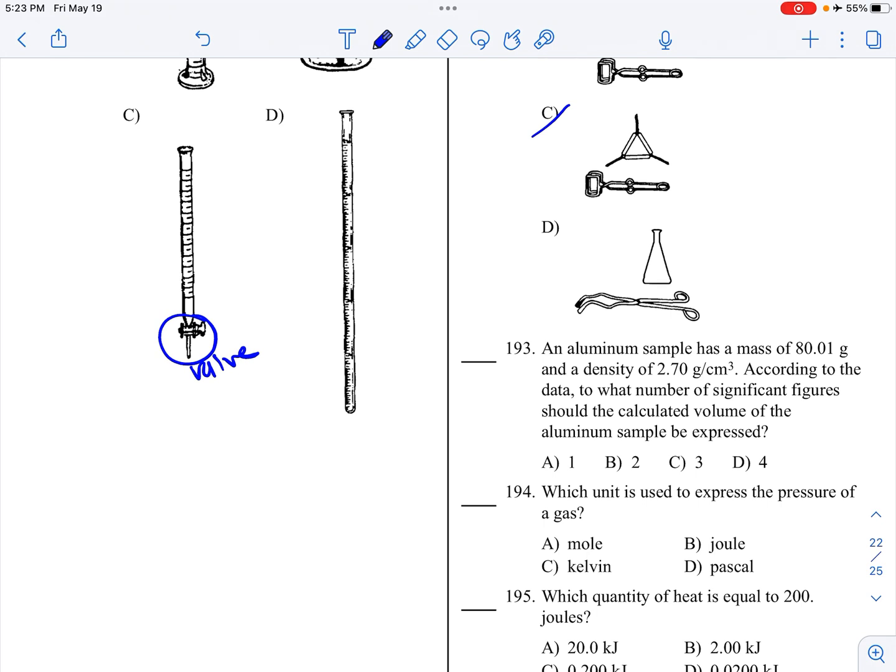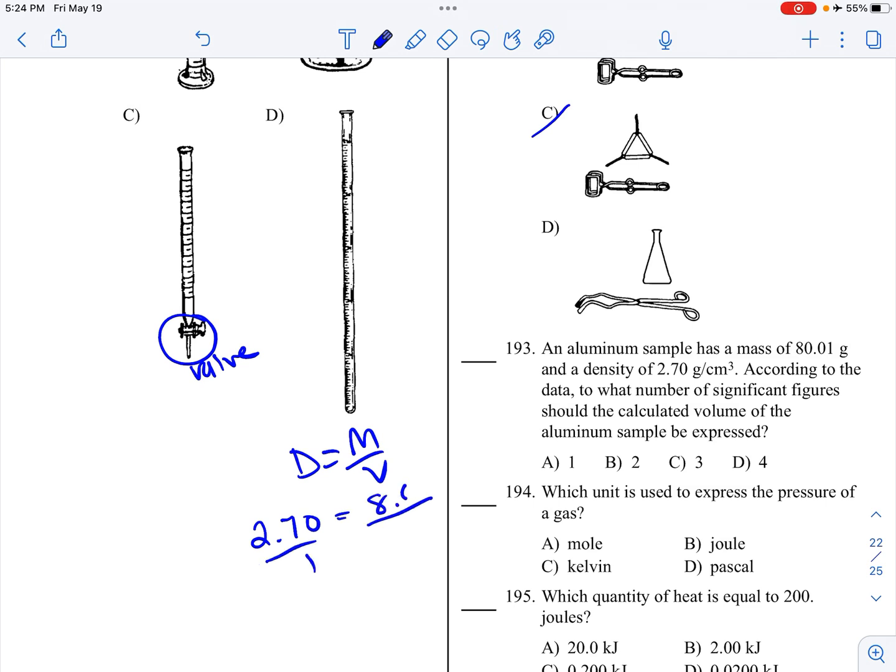Aluminum sample is a mass of blah, blah, blah, blah. We're going to calculate the density. No, volume. Oh, yeah. So we have density. So first of all, density equals mass over volume. It's on table T. Density is 2.70. But over 1, excuse me.